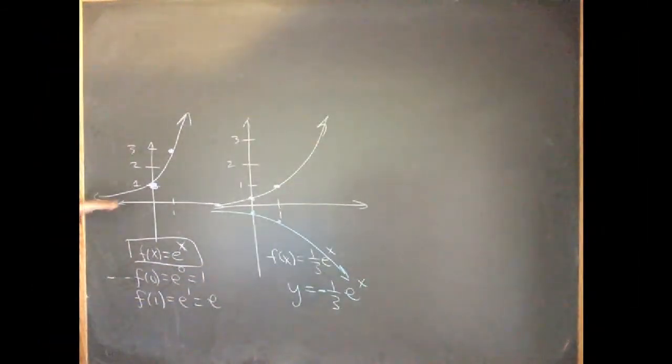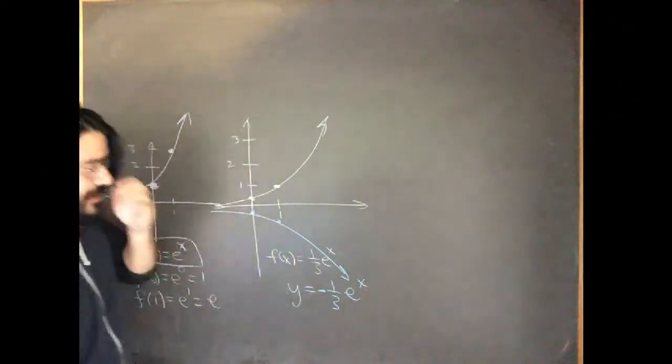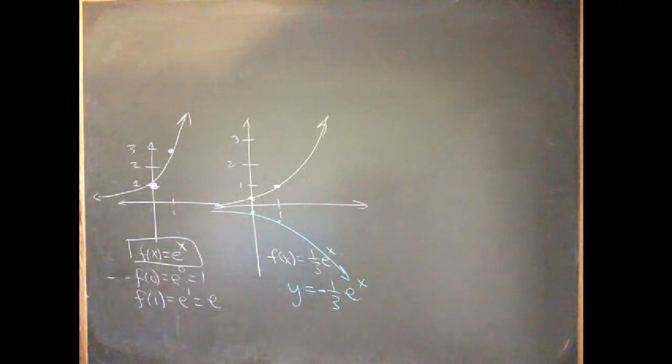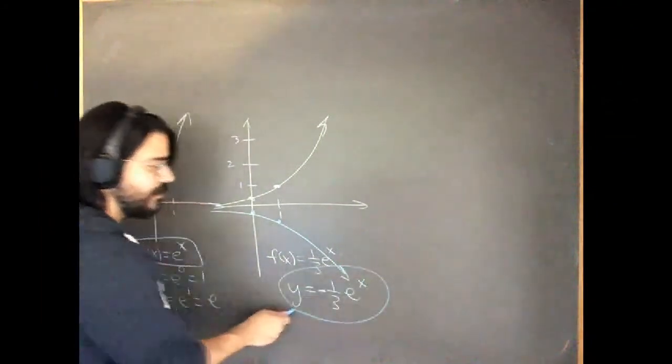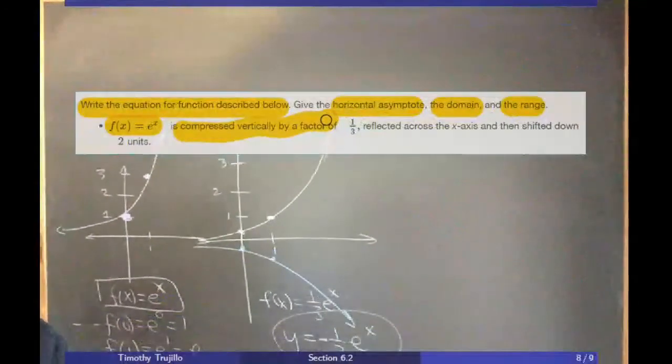Okay, so again, we're taking this guy, compressing it by 1/3, and then reflecting it across the x-axis. And now we're at this formula, but that's not quite what we wanted. There's still a little bit more left to do, right? So we reflect it across the x-axis, and then we want to shift it down by 2 units.